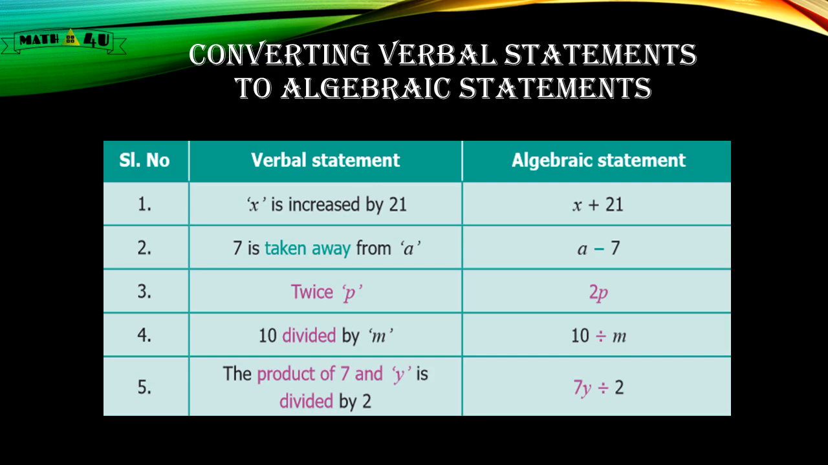10 divided by m. So, use the division symbol. 10 divided by m in algebraic statement. Next, the product of 7 and y is divided by 2. Product of 7 and y means 7 into y, that is nothing but 7y divided by 2.